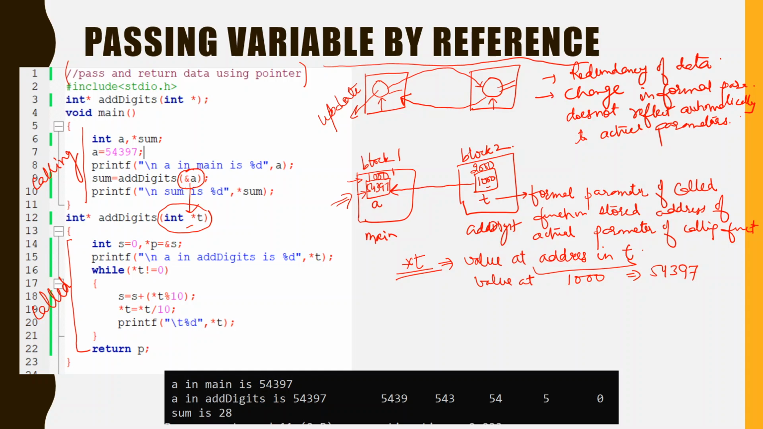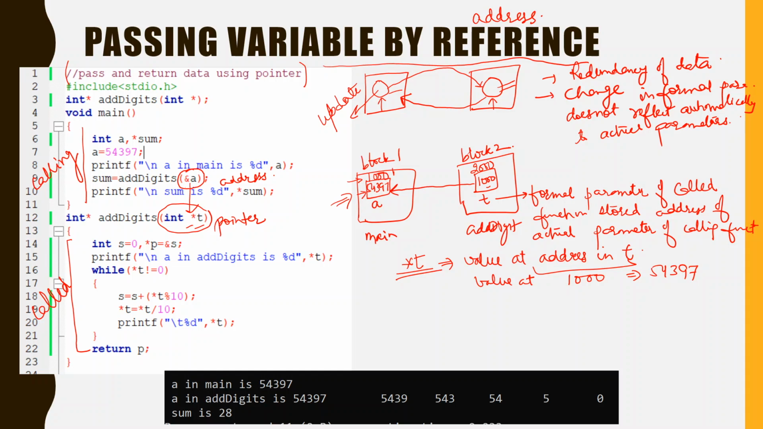And what do you mean by reference? Reference is nothing but address. And the catching formal parameter needs to be a pointer. So this is an address and it is cached by a pointer.